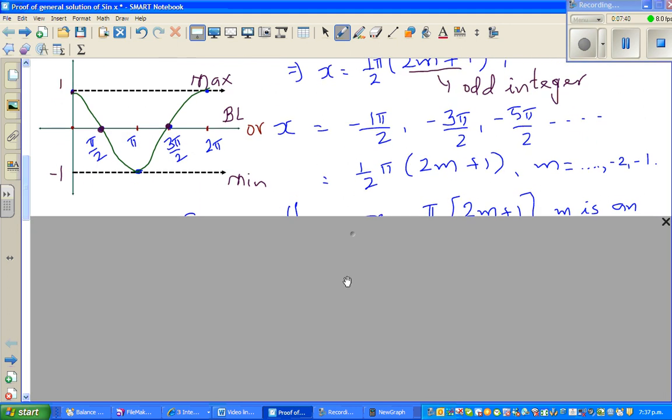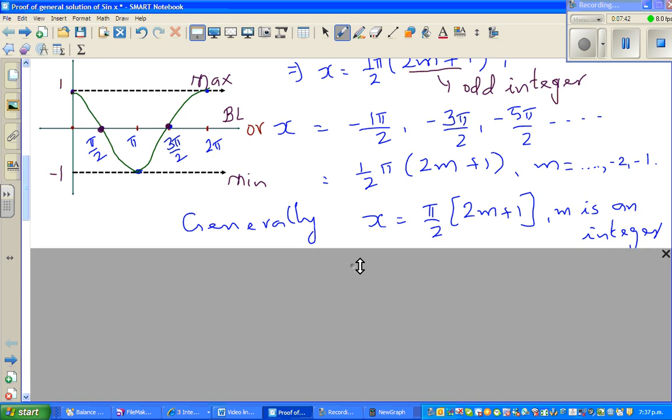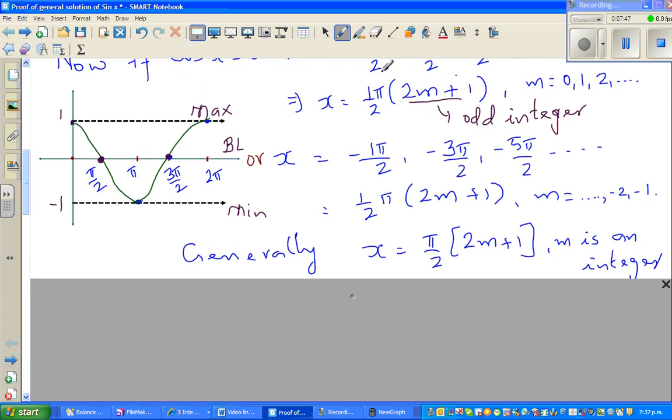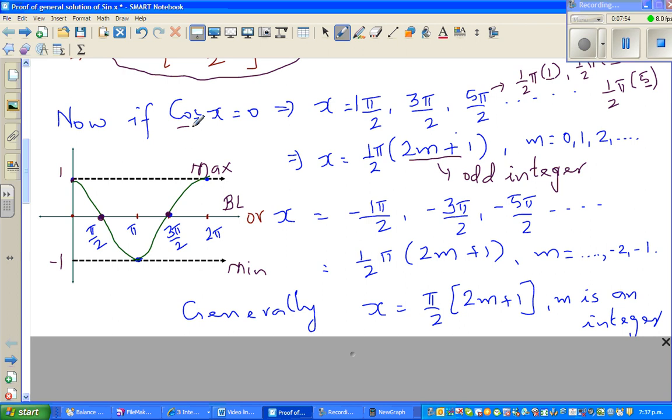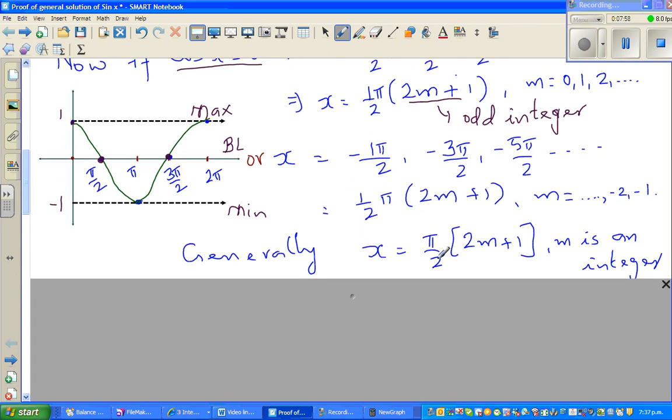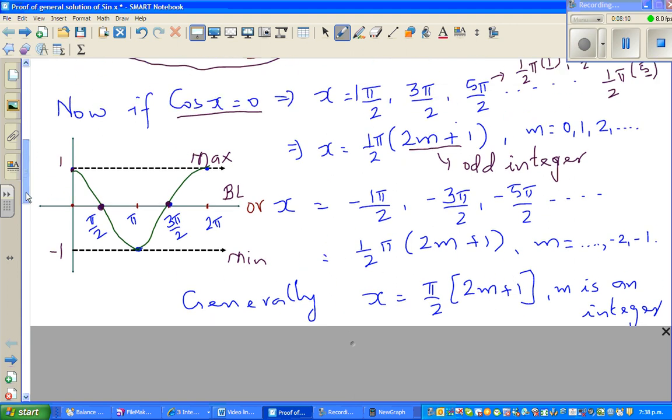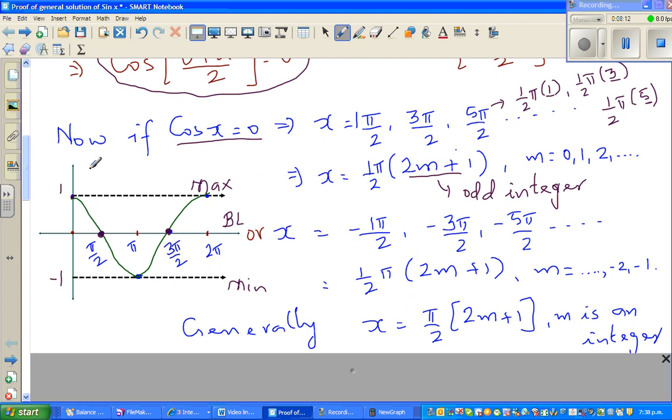So if you want to generalize that, to talk about both the positive and the negative: if cos x is 0, x would be half pi times 2m plus 1, where m is an integer. You can put any integer here, positive or negative, and you will get one solution. Okay, so we are using the same principle for this equation.